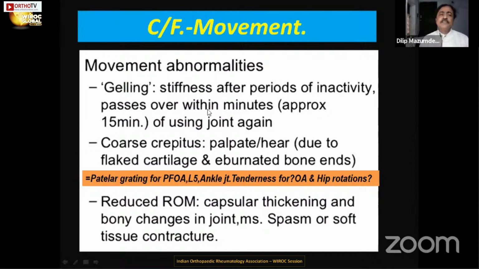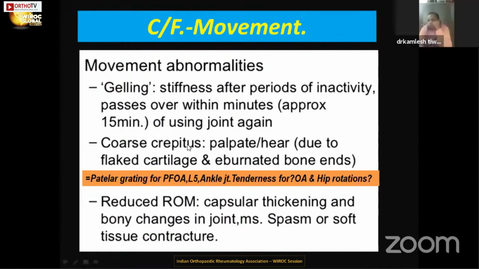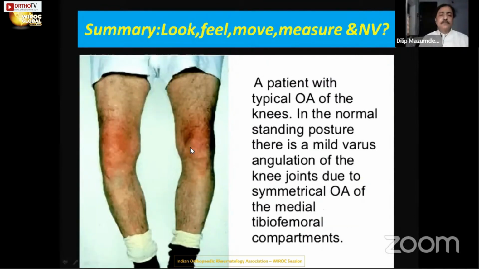So what are the clinical features of movement? Gelling, stiffness after a period of inactivity, with 15 minutes of early morning stiffness, crepitus palpable here, flecks of cartilage on everted borders. We look for patellar grating for patellofemoral arthritis, L5 tenderness for lumbar spondylosis, ankle joint tenderness, and osteoarthritis of the hip by seeing the rotations of the hip. So there is reduced range of movement, capsular thickening, and muscle spasm.